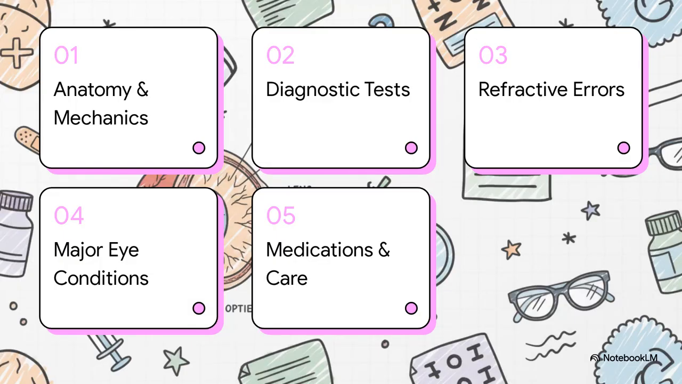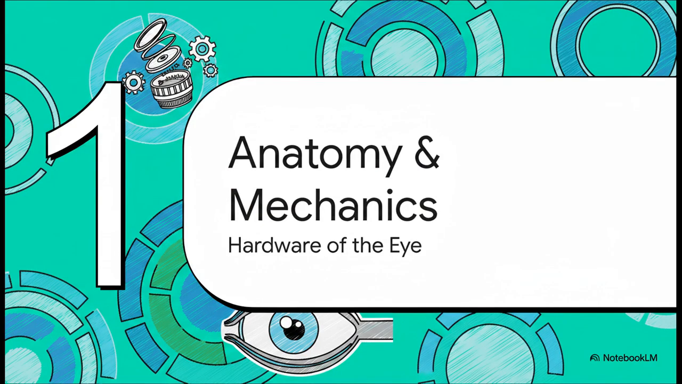So here's our game plan. We'll be hitting the basic anatomy and mechanics first, then moving on to vision and diagnostic tests, looking at common refractive errors, diving into major eye conditions, and finally wrapping it all up with meds and nursing care. Starting off with Section 1, Eye Anatomy and Mechanics. Think of this part as cracking open that high-tech camera to see the actual hardware inside.